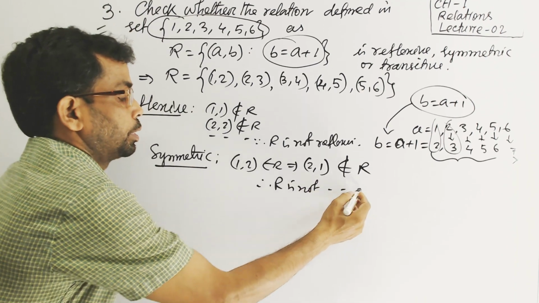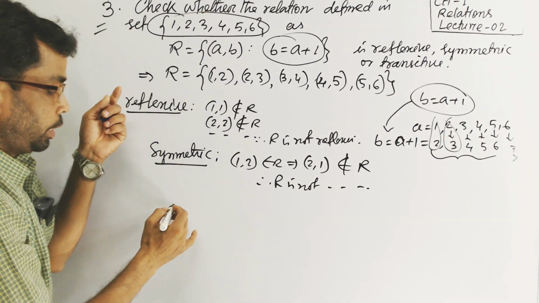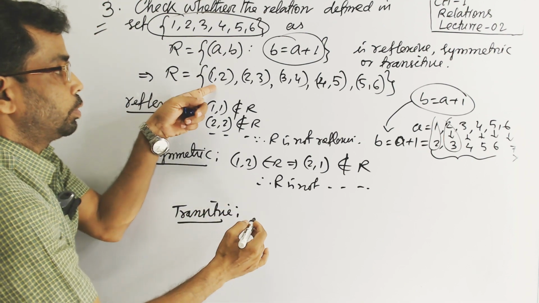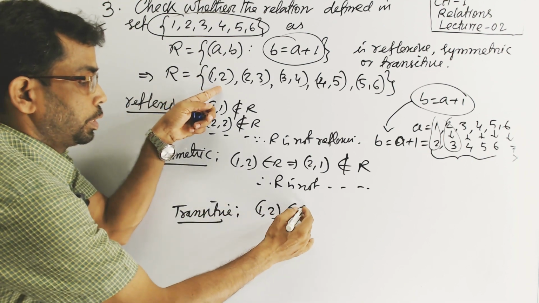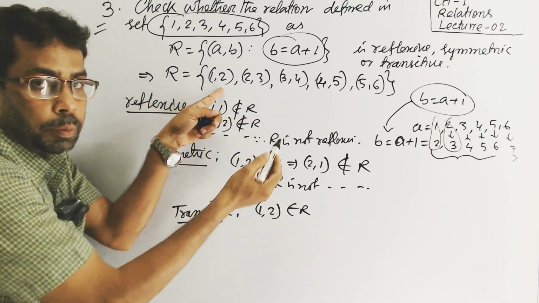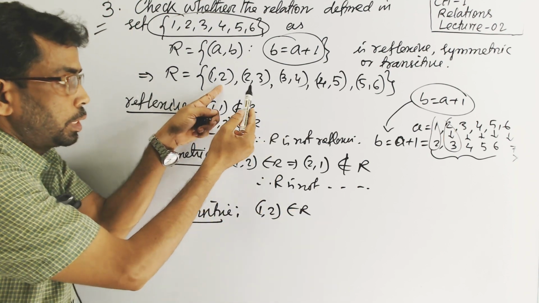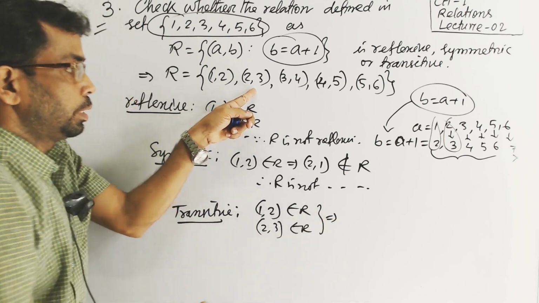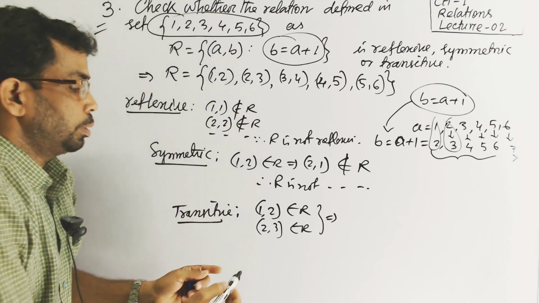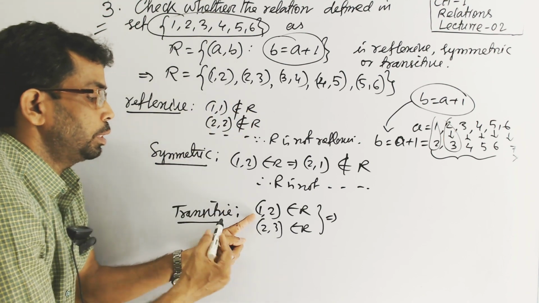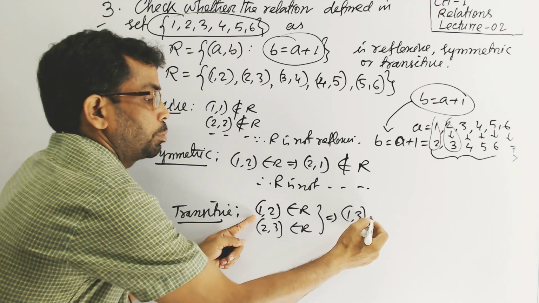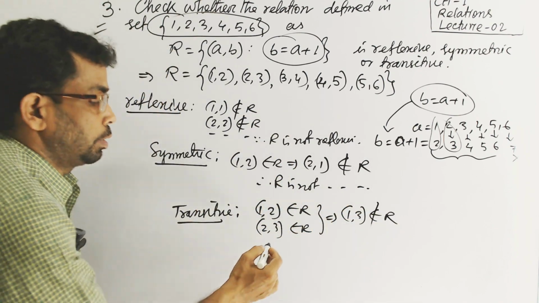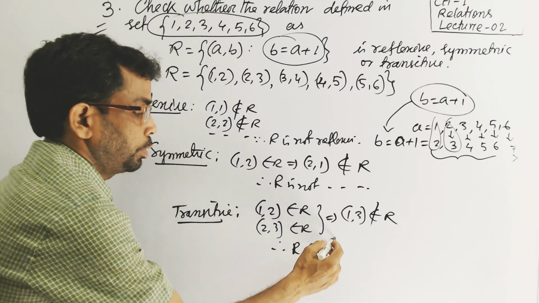And for transitive, we can explain by taking pairs. (1, 2) is in the relation, then with 2 starting another pair, the next pair is (2, 3), which is in the relation. But the transitive condition is that the pair made by the first and the last must be in the relation, that means (1, 3) must be in the relation. In this case (1, 3) is not there, and therefore the relation R is also not transitive.